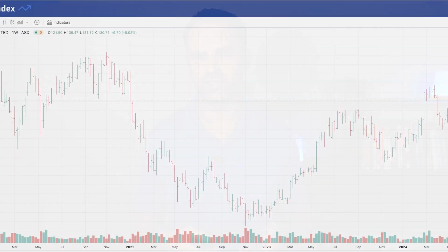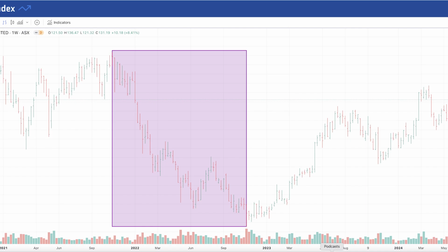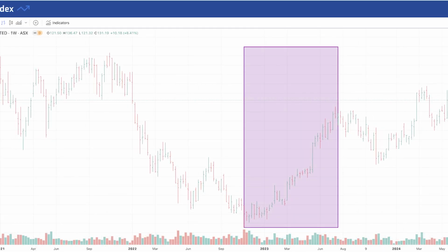Now, 12 bars on a weekly chart is equal to 3 months of data, which is a good time frame to establish a short-term trend. Remember, the longer the time period, the stronger the trend. For example, here's a chart of top 50 ASX stock 0, which was in a downtrend for around 12 months between November 21 and November 22. The stock then reversed to form an uptrend, which finished in August 23. Now, I personally made a 60% profit on this trade using simple trend lines.